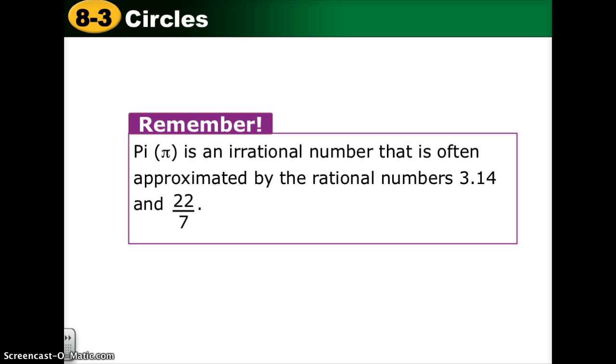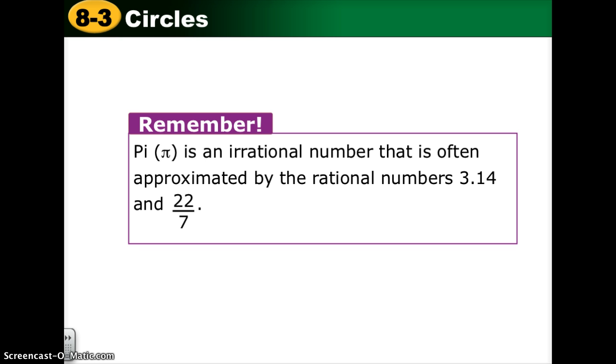Pi is an irrational number that is often approximated by 3.14. It is also approximated using the fraction 22/7. So you may see that occasionally, being asked to use 22/7 for pi. That's a little bit more accurate than 3.14.